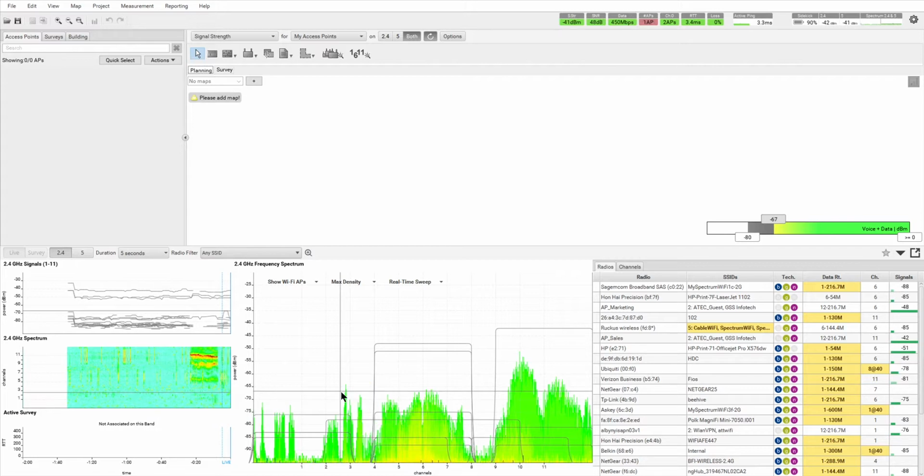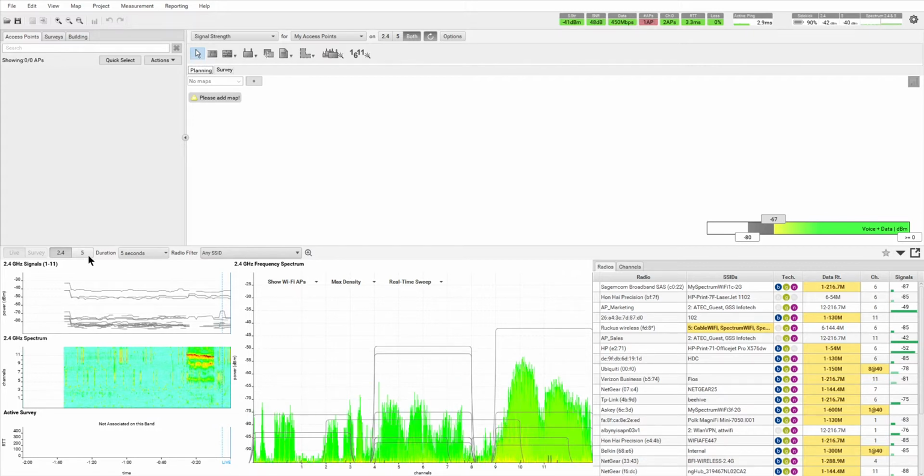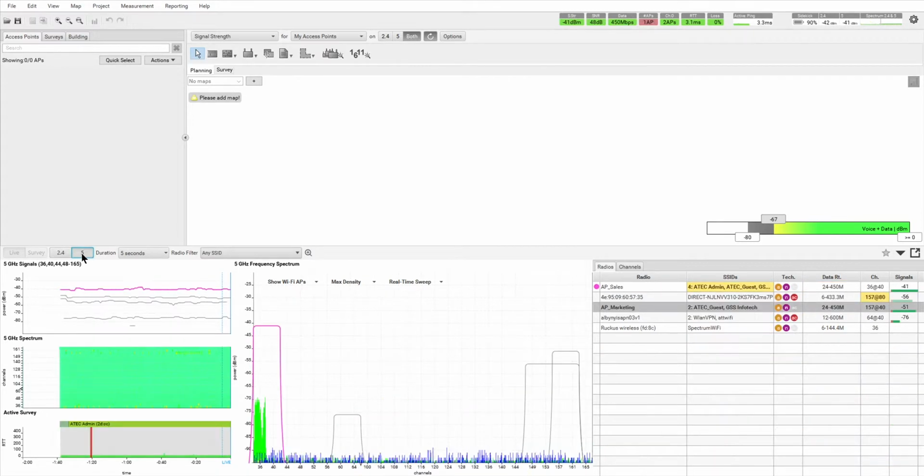So with a good wireless design utilizing 5 gigahertz, let's take a look at what happens on 5 gigahertz when we turn the microwave on. Notice there aren't any spikes. It's not affecting the performance of the wireless network.